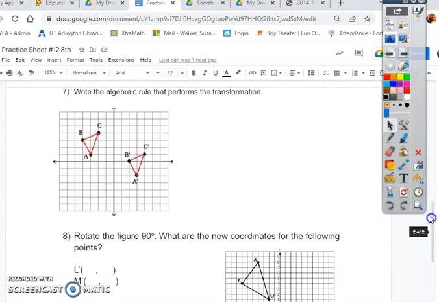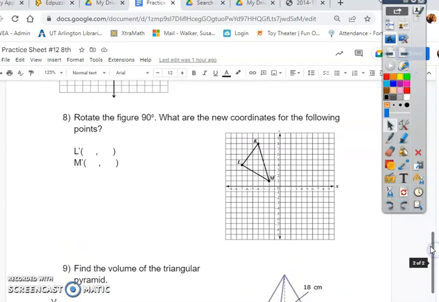Number 7, the algebraic rule that performs the transformation. Hopefully you can tell this is a translation. It's just a movement. So just so you know, this is original. This is new. That's the way you're moving. So you're going to have x plus or minus something, y plus or minus something. This preserves congruence.